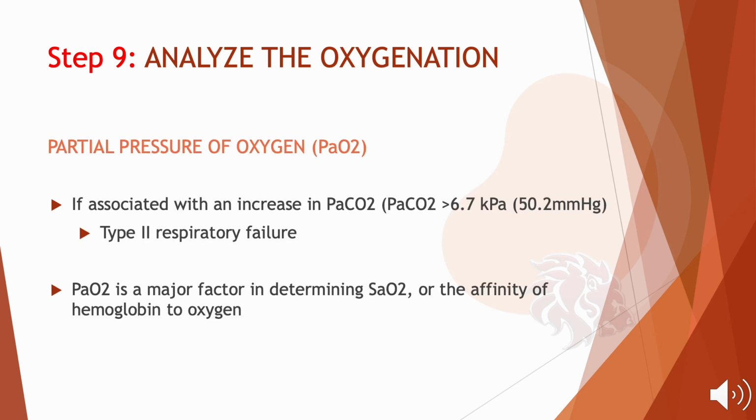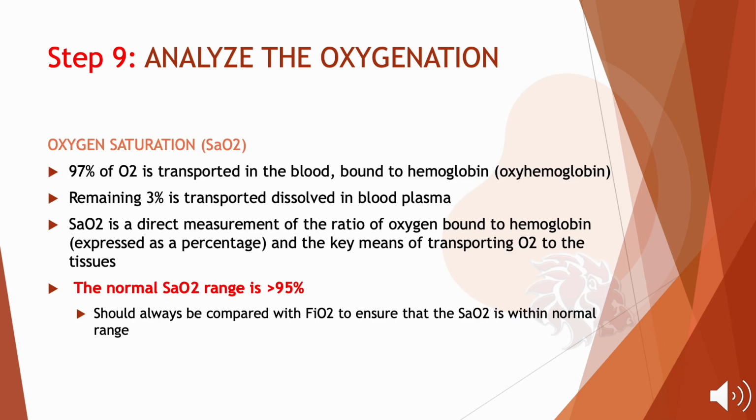If the hypoxemia is associated with an increase in partial pressure of carbon dioxide of more than 6.7 kilopascals or 50.2 mm mercury, there is type 2 respiratory failure. Partial pressure of oxygen is a major factor in determining the saturation of oxygen dissolved in the arterial blood, or the affinity of the hemoglobin to oxygen. This relationship is often demonstrated by the oxyhemoglobin dissociation curve. Oxygen saturation.